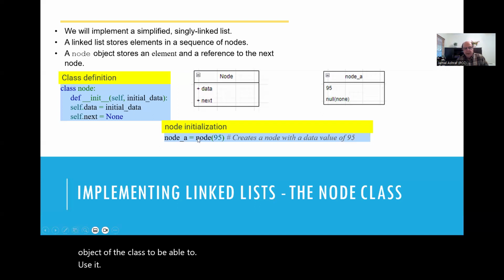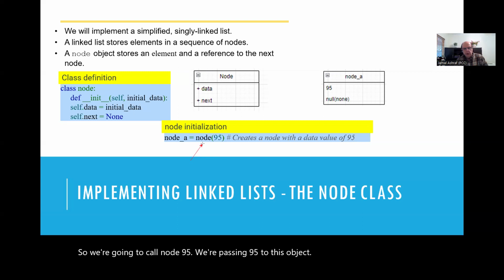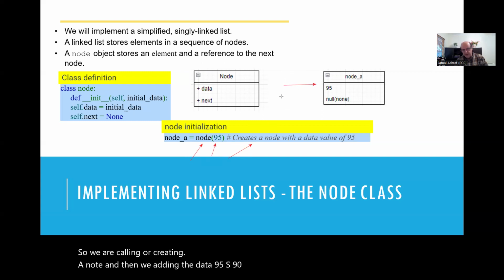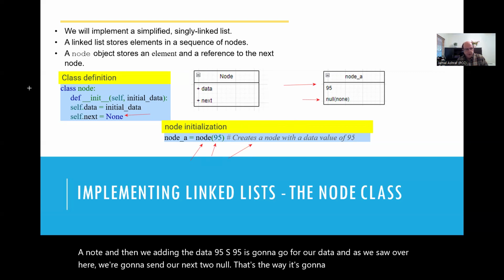So we're going to call Node 95. We're passing 95 to this object. So we are creating a node, and then we're adding the data 95. So 95 is going to go for our data. And as we saw over here, we're going to set our next to null. That's the way our object is going to be created for this particular one.